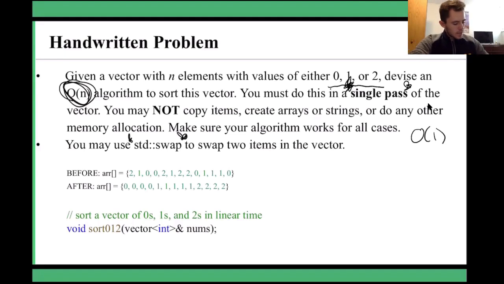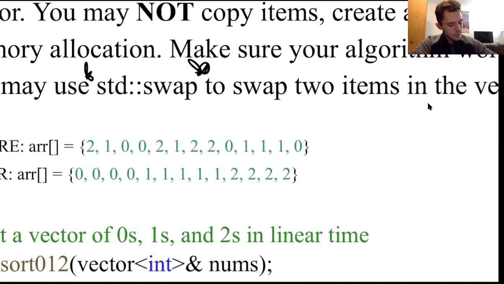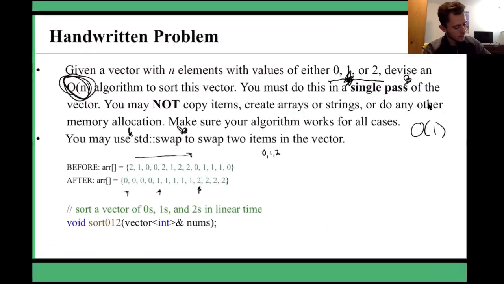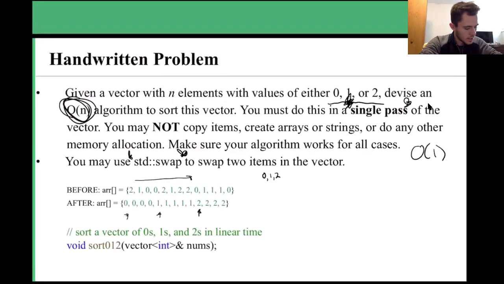So if this is our example array, right? Notice we only have zeros, ones, and twos, which is pretty key for this question. Our algorithm is going to pass through this array once and sort it so that we have all the zeros, the ones, and then our twos, right? And so that's going to be essentially the written problem for here.